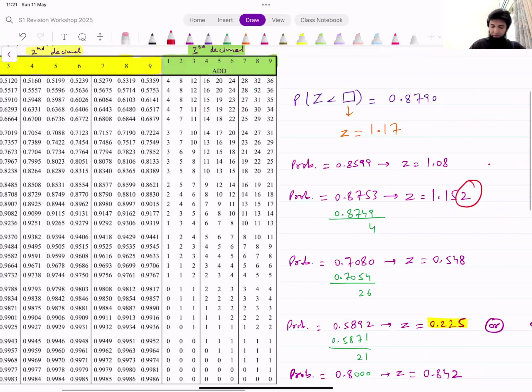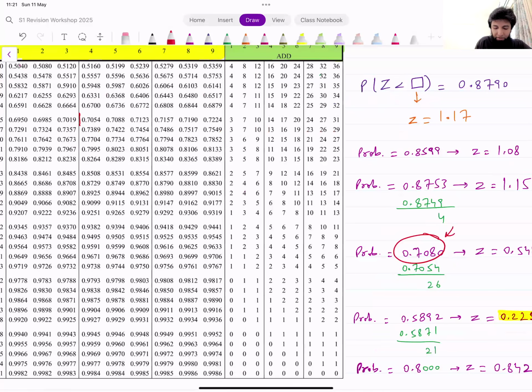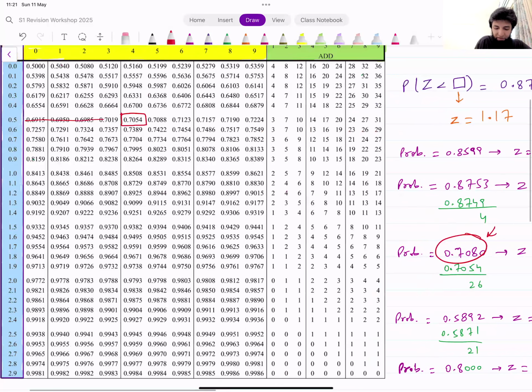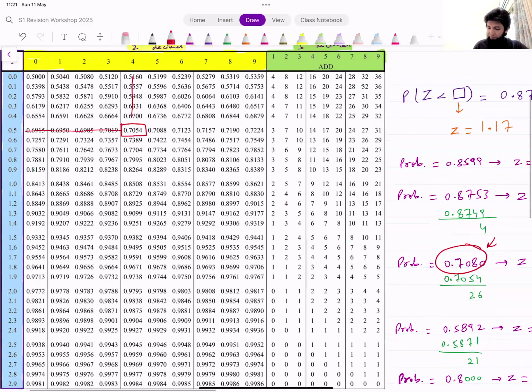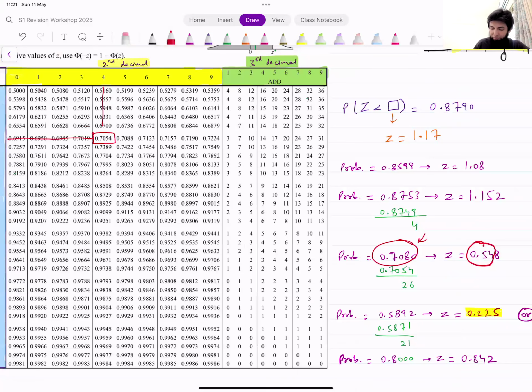Now, what about another example? Let's say we've got a probability of 0.7080. Let's search for that. 7080, we don't have that here. This is the immediately smaller value that we find, 7054. Corresponding to that, we've got 0.5 here, 4 here. The z value is 0.54 from that. But then we have found 7054. What's the difference between 7054 and 7080? We have 26. So we have to go to the right side now and search for 26 here.